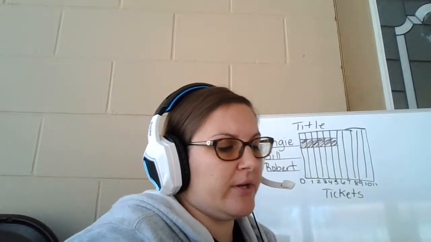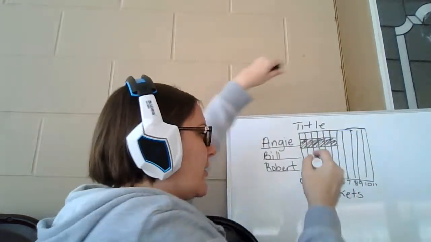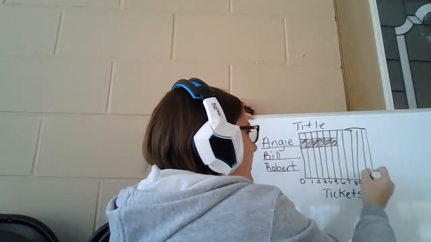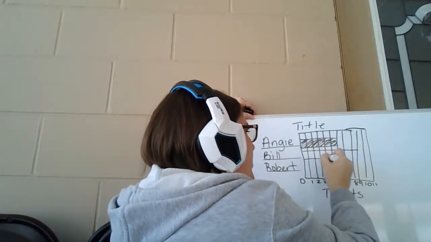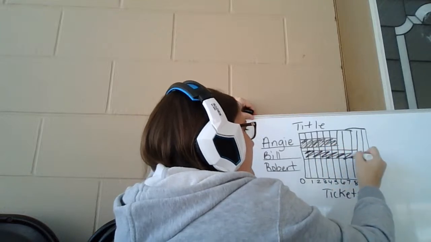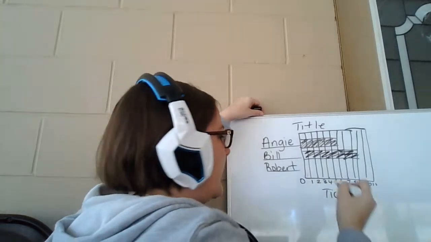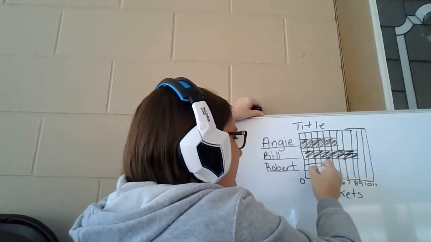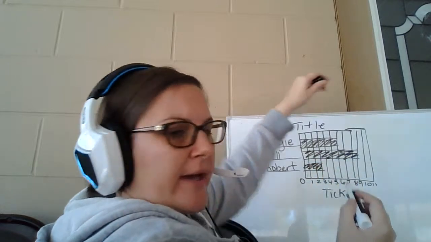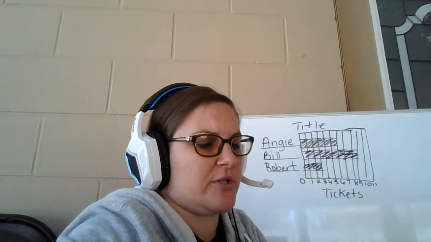All right, how about Bill? Angie has 6. How much does Bill have? Bill sold how many tickets? Are you all saying 9 for the next one? 9. So we're going to go all the way to the end on yours. Should they touch? No, don't make them touch. Color it in. And then Robert has how many? He sold 3, right? So you're going to go to 3, shaded in. Okay? And then that's your bar graph for number 2.